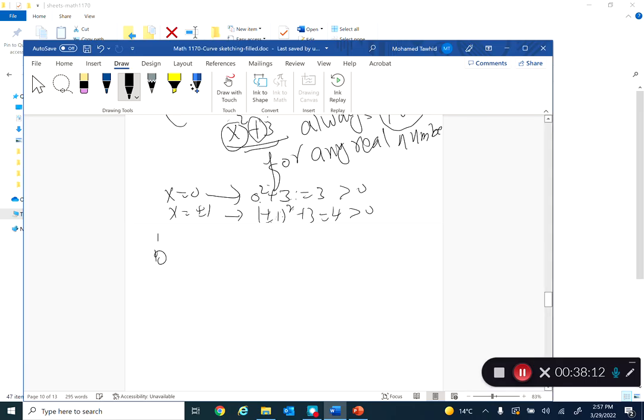So let me explain the domain of your f. It is all real numbers, all of them. Why? Because x squared plus 3 is always positive. So now I'm just writing it as a remark.